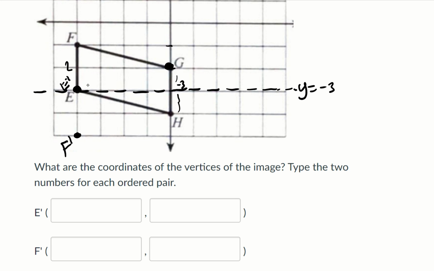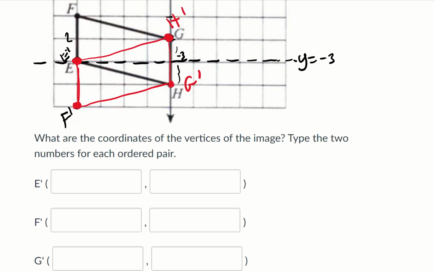So H prime, and let me use another color here. So now H prime basically switches spaces with G because G is above, and so G is now going to be below. All right, and so that's what's going to happen here. So then we end up having something that kind of looks like this. And so that will be a reflection about y equals -3.